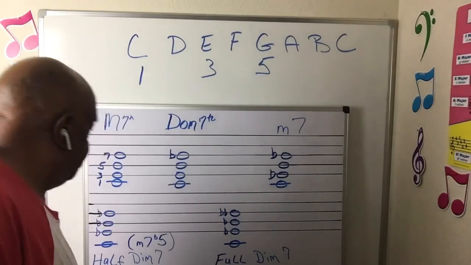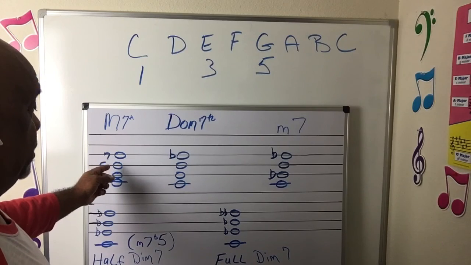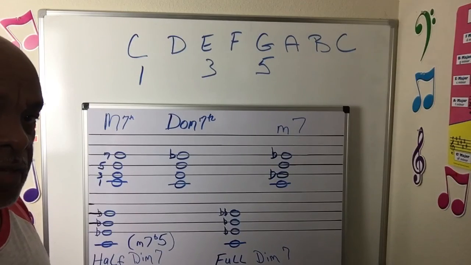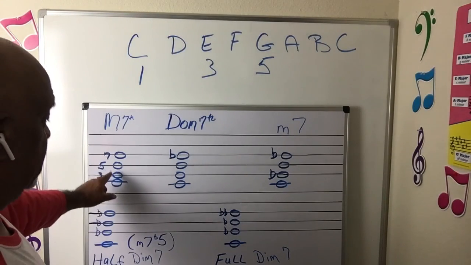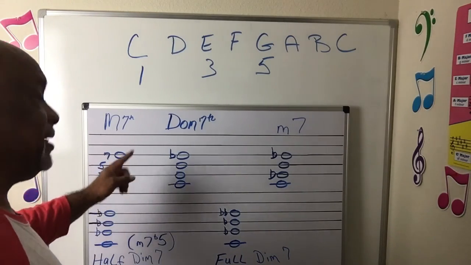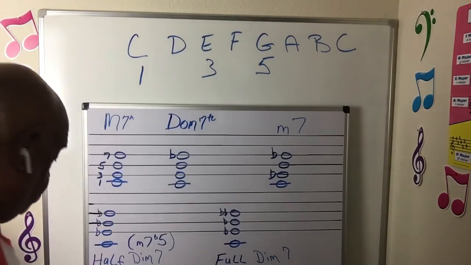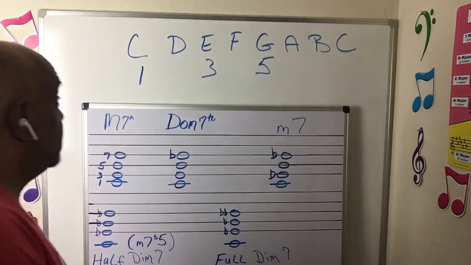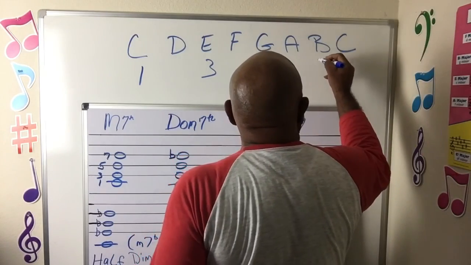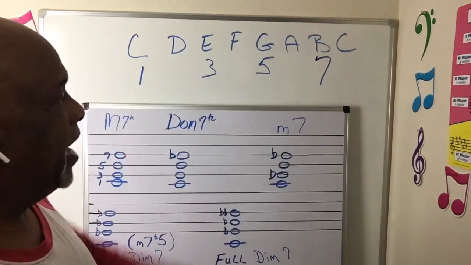In this case, a third up from C is E, a third up from E is G, and then a third up from G is B. Okay, 1, 3, 5, and then B is the 7. Okay, 1, 3, 5, 7.